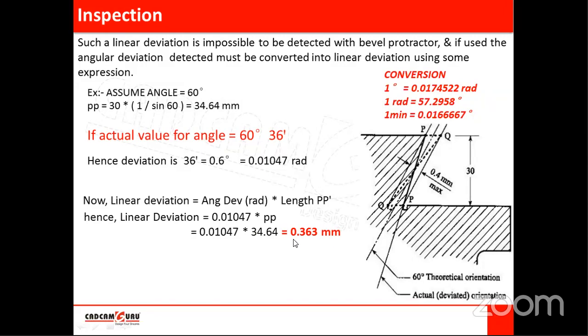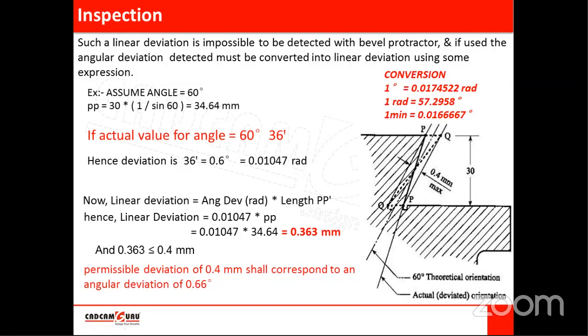So you have to compare this value with the value mentioned in the feature control frame. If it is less than the value mentioned in the feature control frame, the part is accepted. If it is more than that, the part is rejected. Okay. So this is the linear deviation actually, and it can be compared with the permissible deviation, right? Permissible deviation means what is mentioned in the feature control frame. So here, 0.363 is less than, if it is less than or equal to 0.4, then the part is accepted.